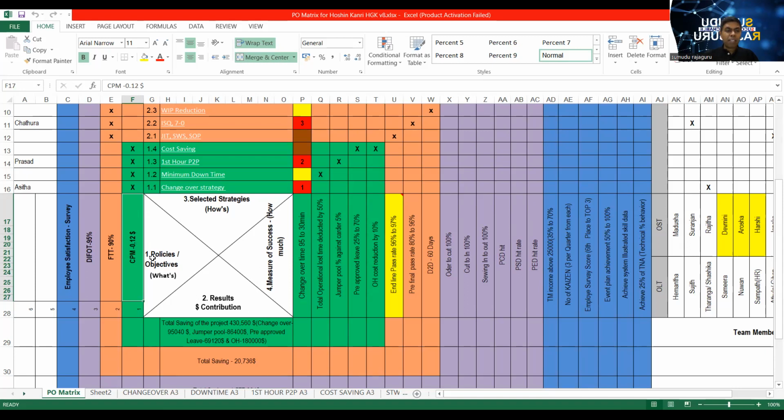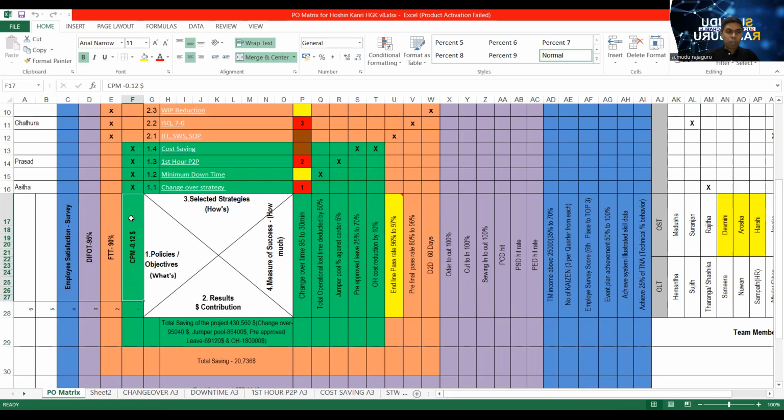As an example here, there are 4 policies defined. The first is cost per minute value. The next is FTT, meaning first time through. DIFOT means delivery in full, on time. Then employee satisfaction. Those are the policies defined by top management.